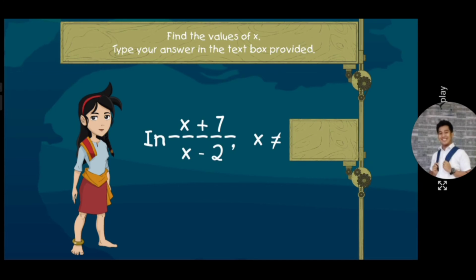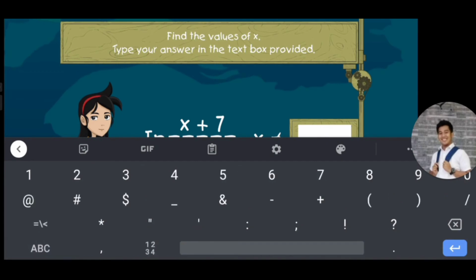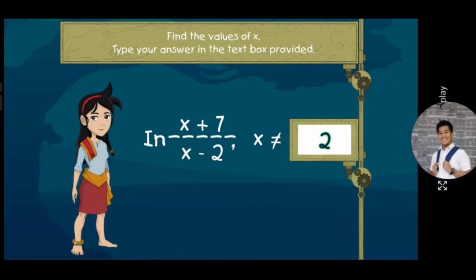Okay, so just like the other one. Now let's try to answer this. x plus 7 over x minus 2. What is the value of x that will make the denominator become 0? The answer will be, of course, 2. 2 minus 2 is 0. Okay? To continue.